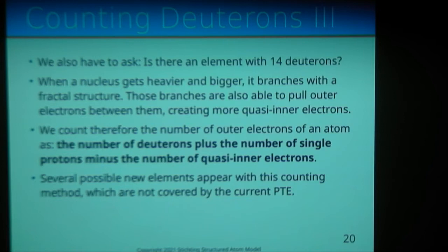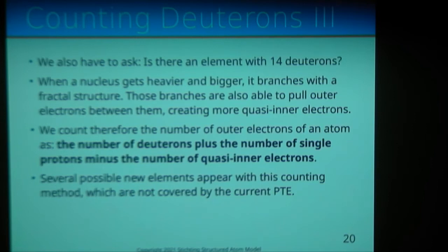When the nucleus gets bigger, another effect kicks in. The branches themselves create enough structure to pull in even more outer electrons to become quasi-inner electrons and create even more pseudopeps. Those additional quasi-inner electrons no longer offset the single protons. The branches just provide space to create a deuteron-deuteron connection through this pulled-in electron. Do we count those deuterons affected in our atomic number or not? We decided to still count those as deuterons.